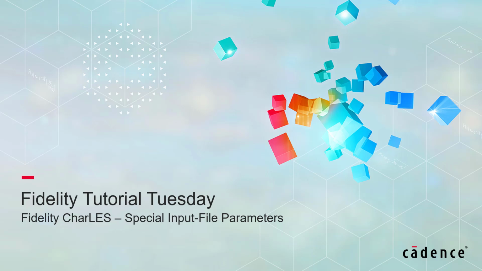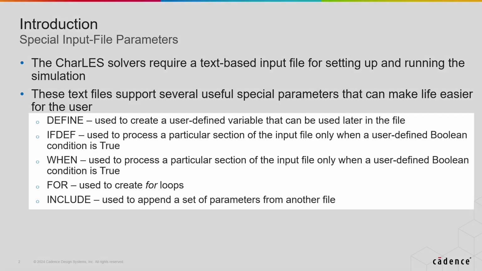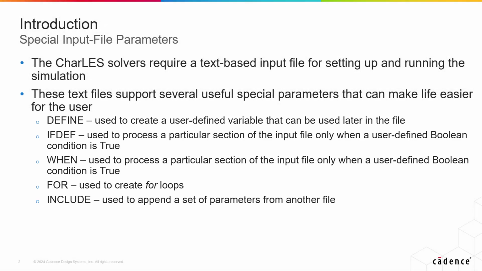In this video, I would like to introduce you to some special input parameters that we have in our Fidelity Charles input file and show you how to use them effectively. All Charles solvers typically require a text-based input file that describes the simulation setup. In this text file, there are several special keywords like define, ifdef, when, for, and include that can be used to provide more structure to the file, make it more parametric, and easier to read and reuse. So let's look at them one by one and understand how they can be used.